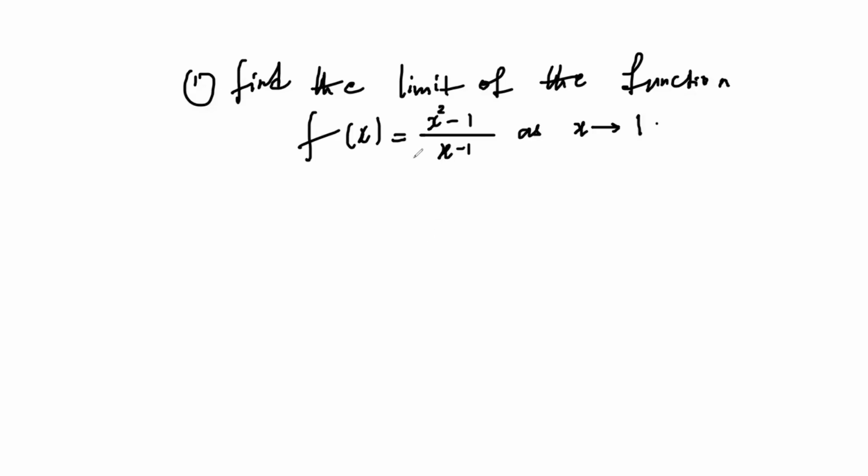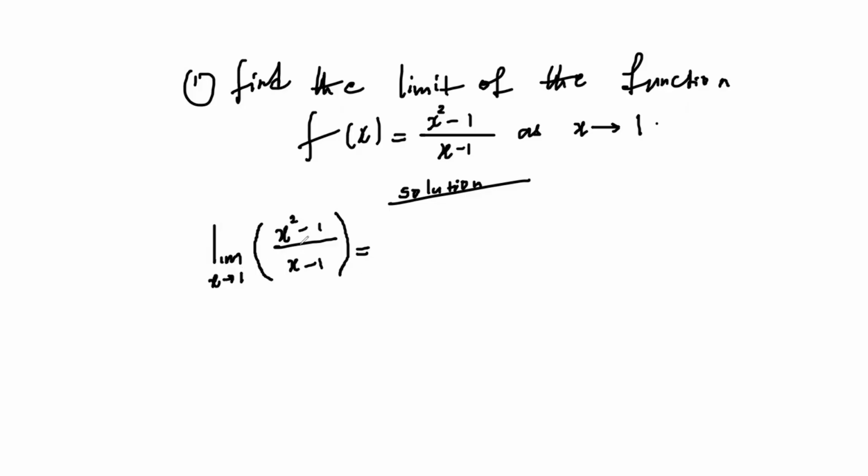So the question is, as x approaches 1, we're asked to find the limit of this particular function, x squared minus 1 all divided by x minus 1. Look at this function very well. Let me write the solution, and I'm going to write it in terms of limit. We have the limit as x approaches 1 of the function in brackets, x squared minus 1 all divided by x minus 1.